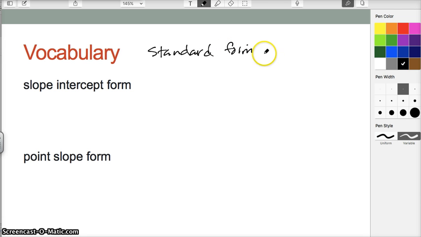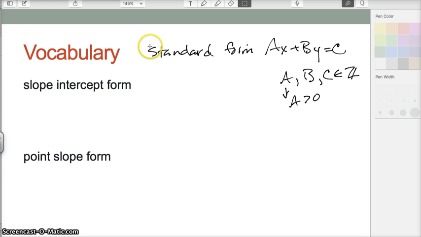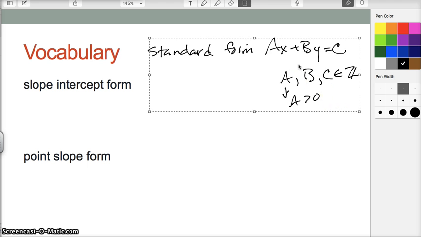So standard form of a line, you write the equation ax plus by is equal to c, where a and b and also c are elements of the integers. So each of these has to be an integer with one little caveat: a has to be greater than 0. Now with that in mind, we're going to talk about a couple other types of equations of a line.